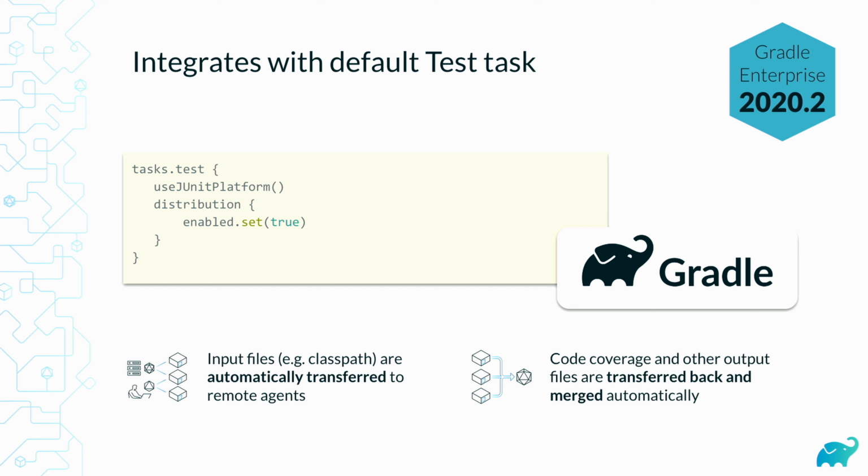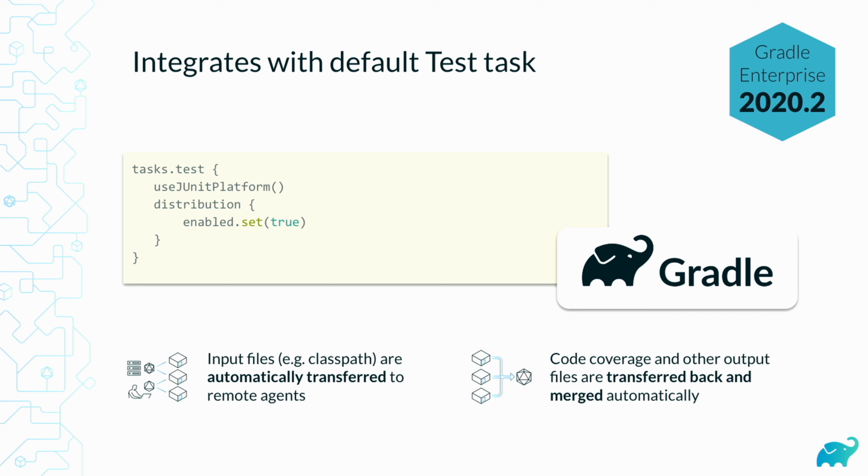Another very important thing is that we decided this should integrate with Gradle's default test task. It's not some special task, so you don't have to change your build that much. You have to opt in on basically the test task. You have to enable test distribution. There's a few additional configuration options I'm not showing here, but basically that's all you have to do to try it out, right? Just take your existing test task and opt in.